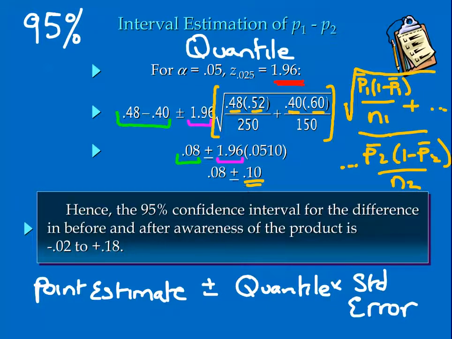So altogether, the confidence interval goes from minus 0.02 to plus 0.18. That is the confidence interval. Just as a quick remark, that indicates there's a potential for no increase at all in awareness. In fact, it allows for the possibility of decreased awareness, which is not an encouraging sign. All right, that ends this presentation.